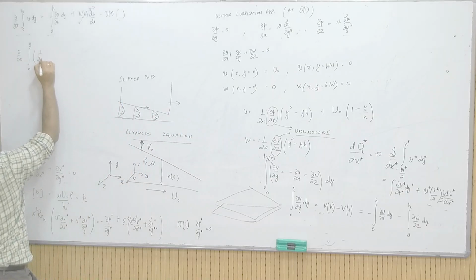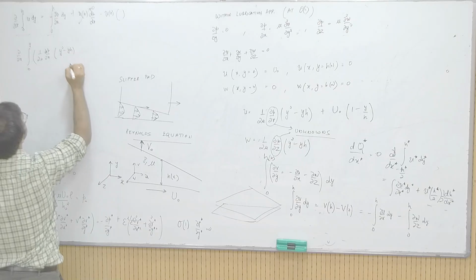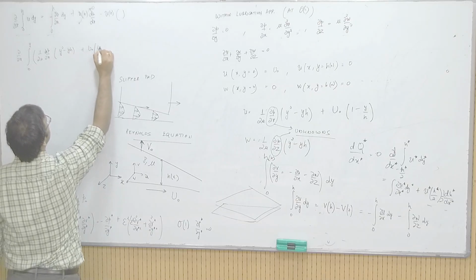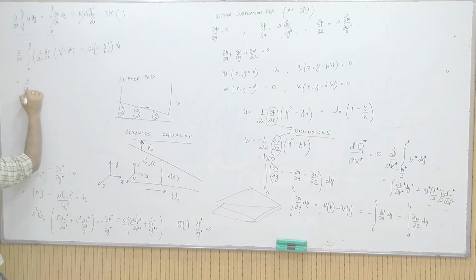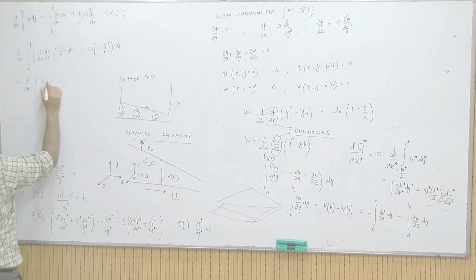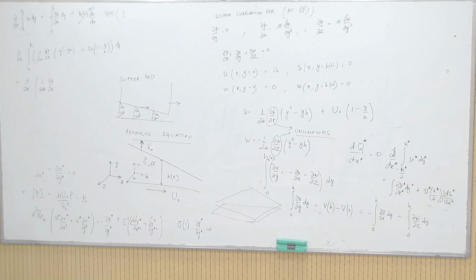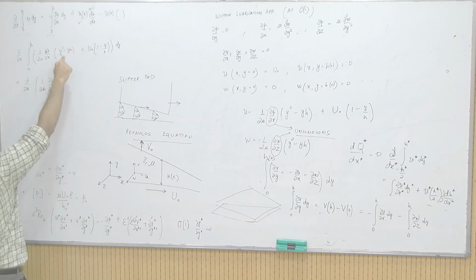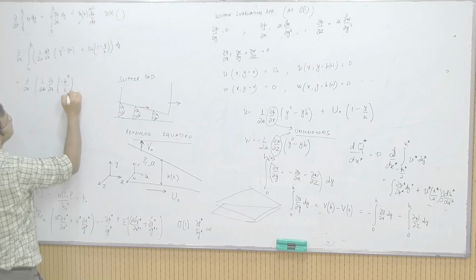So, it will be 1 by 2 mu del p over del x times y square minus y h plus u naught times 1 minus y by h. So, what is this? Can someone simplify? This is 0 to h, sorry. So, 1 by 2 mu del p over del x. What is the integral of this? So, we have y cube by 3 minus y square h by 2. So, h cube by 3 minus h cube by 2, which gives us minus h cube by 6.